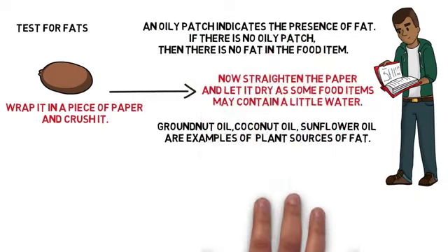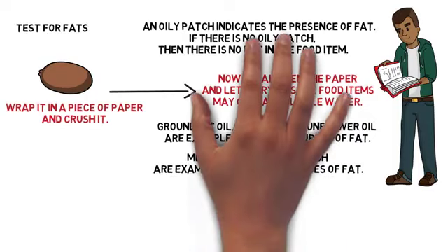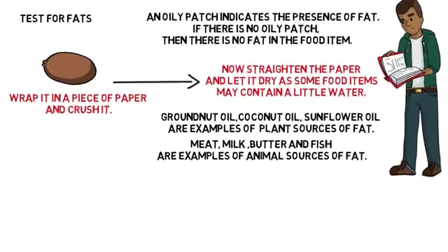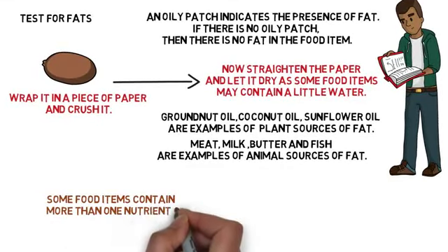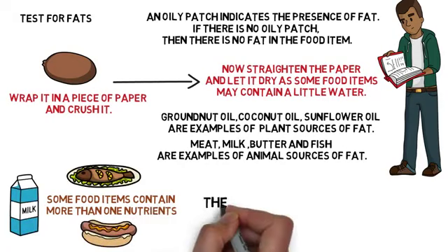Groundnut, coconut oil, sunflower oil are examples of plant sources of fat. Meat, milk, butter, and fish are examples of animal sources of fat. Some food items contain more than one nutrient, such as milk, fish, and meat. They contain protein and fat.